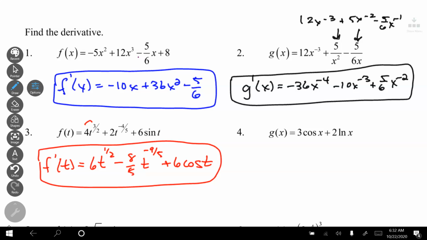Next example, again, g prime of x equals, the derivative of cosine is negative sine, so it's negative 3 sine of x, plus, well, we just did this, so this one's going to be, the derivative of ln of x is 1 over x times 2 is 2 over x.